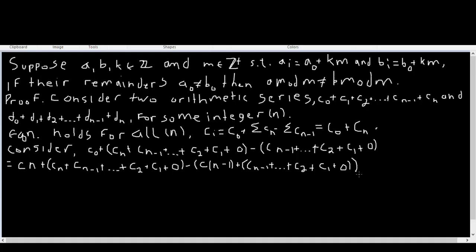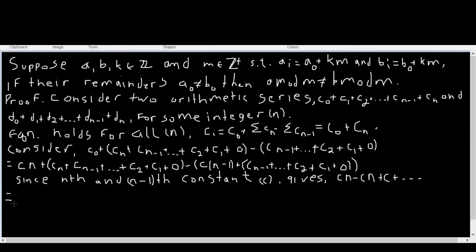So consider the following equation. C sub 0 plus C sub n plus C sub n minus 1 up to C sub 2 plus C sub 1 plus 0 minus that expression, except for the term C sub n, which equals C sub n plus C sub n plus C sub n minus 1 dot dot dot plus C sub 2 plus C sub 1 plus 0 minus C sub n minus 1 plus that expression except for the C sub n term.